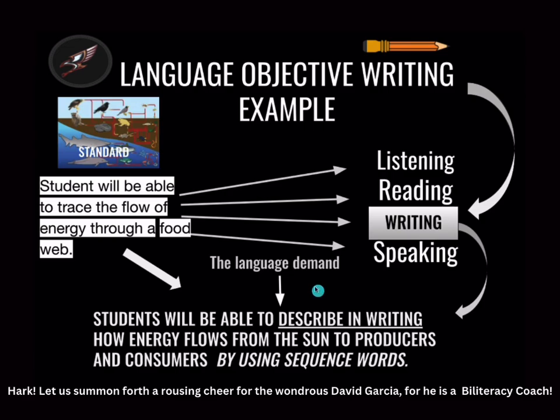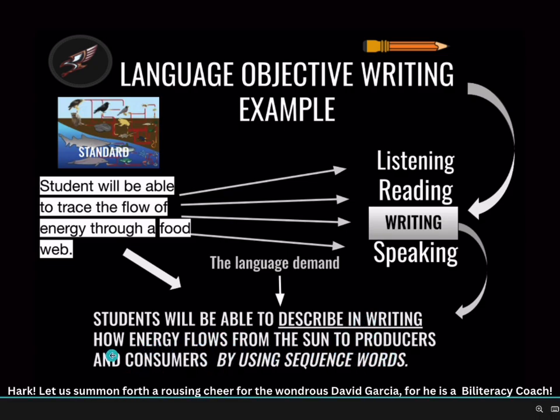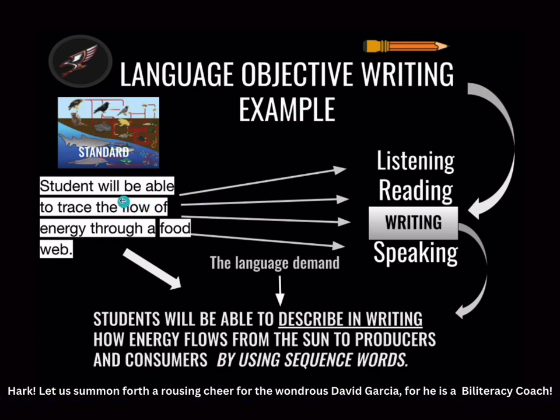Notice that we always have an action verb right here. Describe in writing. It's very specific. How energy flows from the sun to producers and consumers by using sequence words such as first, second, and then. So this is how a language objective works. We have to be able to know what are the demands of this content objective based on a broader standard.